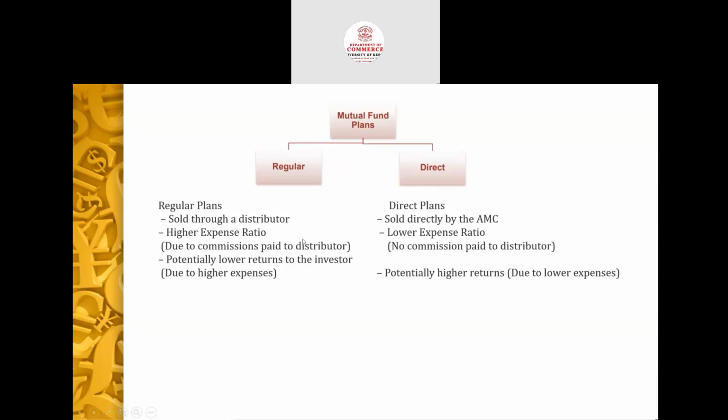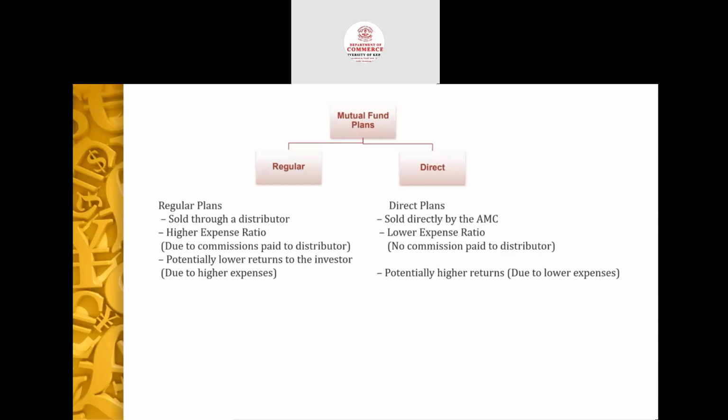Since we have a distributor, there is the term expense ratio, which I will explain later, but at this point just understand that in regular plans there are higher expenses. That is common sense. Since we have a distributor, we need to pay him commission, so it is normal that the expenses in regular plans would be higher. In direct plans, we do not have an intermediary called a distributor, so we have lower expenses.